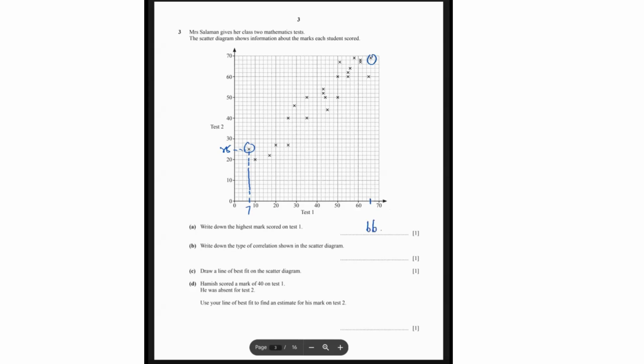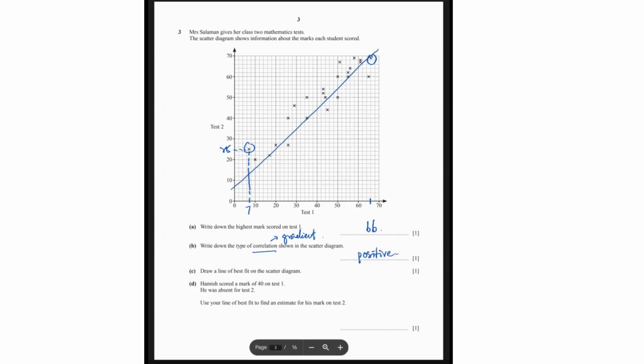Okay, write down the type of correlation in this scatter diagram. I think at this level, you only need to know 2 kinds. There's positive and negative correlation. Think of correlation as the gradient. It's not really the case, but the shortcut is to think of it as the gradient. So if your line is going upwards, you have a positive gradient, so your correlation is positive.